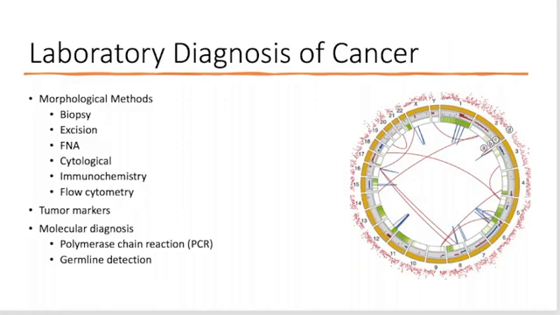What are the important ways that we diagnose cancer? So the laboratory diagnosis of cancer, we have to have morphological methods. We have to be able to take a look at the cancer cells. So that is either going to be biopsy, excision, fine needle aspiration. However we need to get the tissue, we have to be able to look at it under a microscope and take the cytology. Then we also take a look at tumor markers. These are certain substances that are put off by the tumor cells, and we usually take a look at those for treatment purposes. New things, molecular diagnosis is polymerase chain reaction, so PCR, and germline detection.